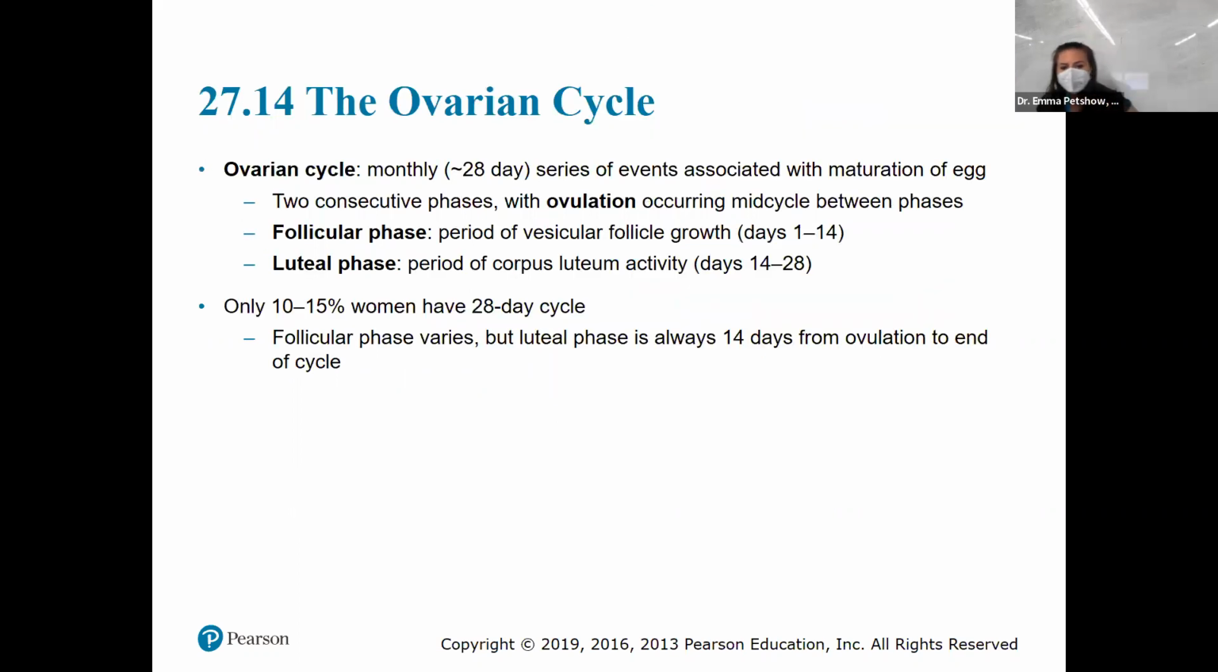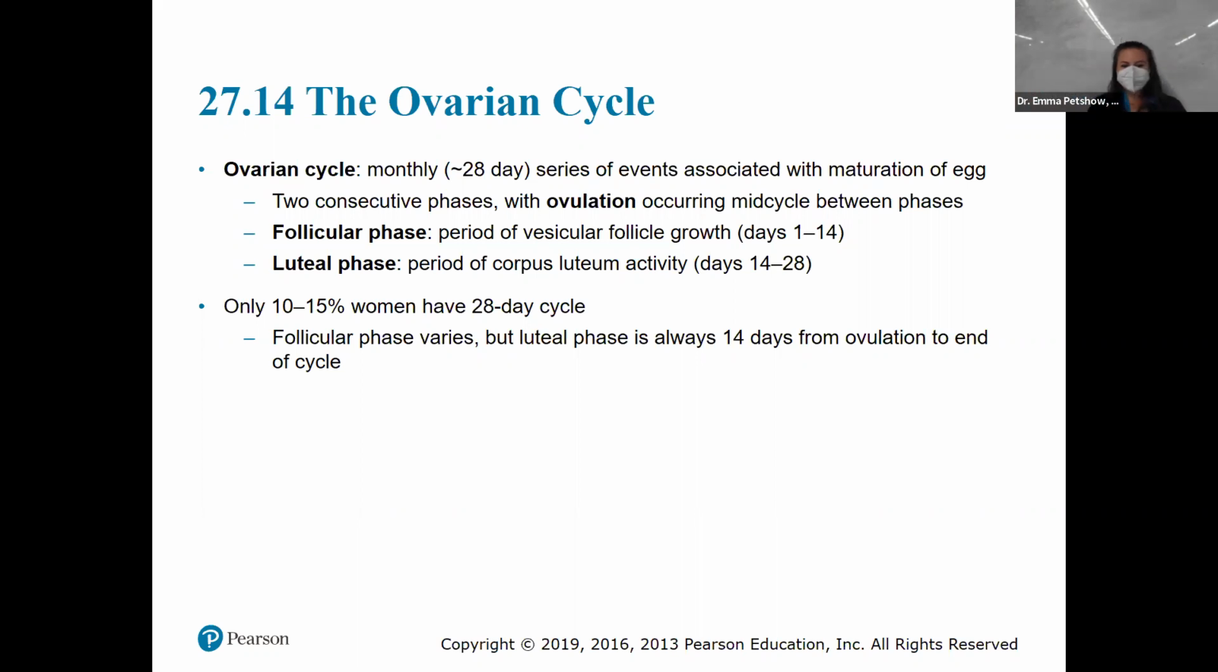So the cycle, again, this part is mainly just to make sure you have in your brain follicular phase versus luteal phase. That's the big piece where people get confused. We're going to talk about a 28-day cycle. Obviously we know that can be very different and widely changed. We have two phases. Ovulation is our mid-cycle phase. Our follicular phase is day 1 through 14, so day of bleeding till ovulation, it's going to be vesicular follicle growth.